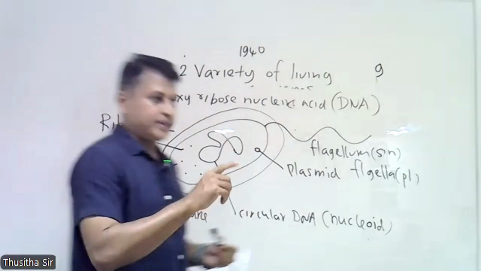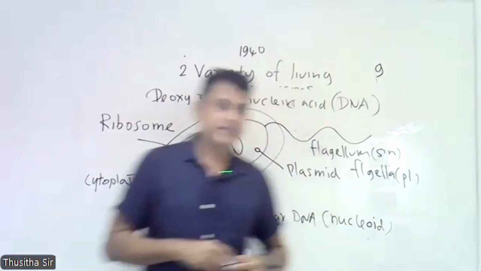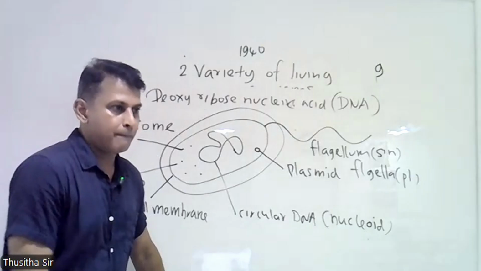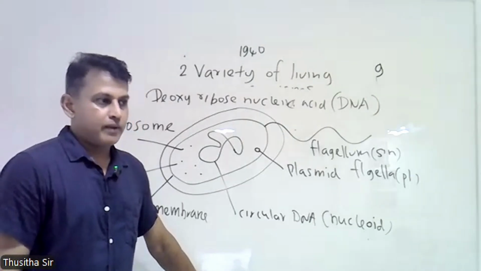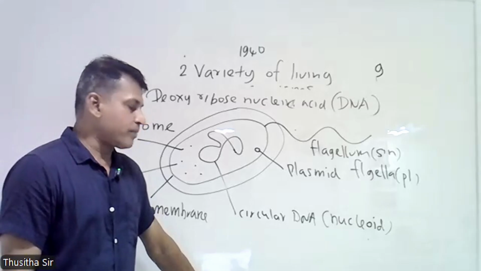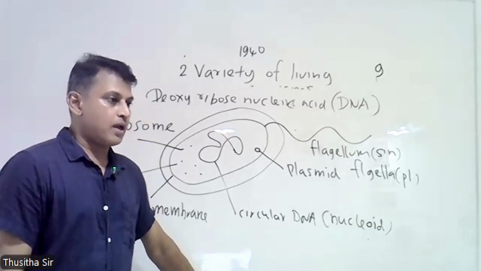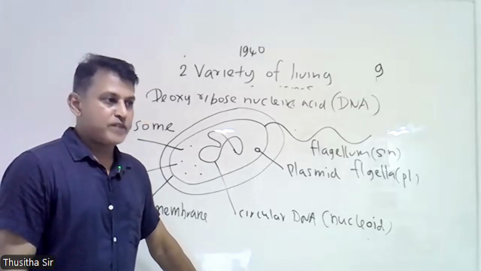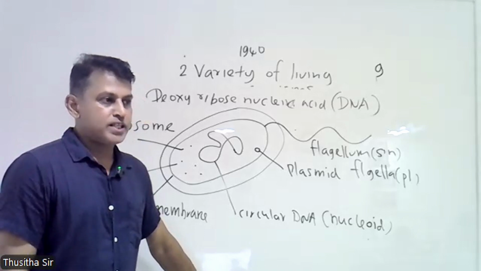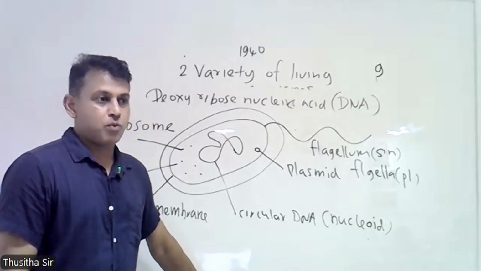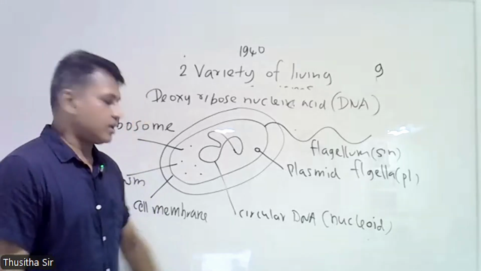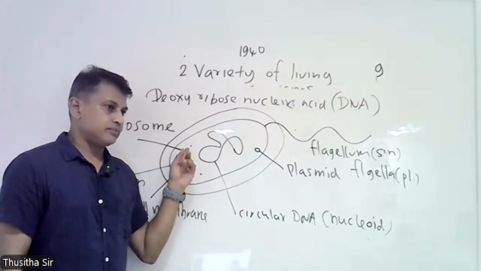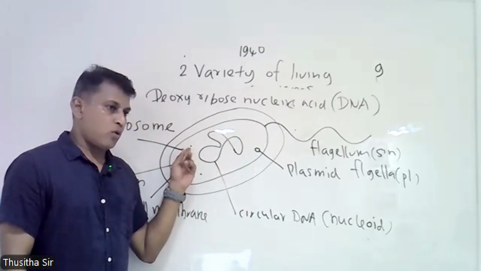Then you write, they have ribosomes, which produce proteins. Now you see, bacteria want to make protein. This is the place they make protein. The ribosome is the place they make proteins.